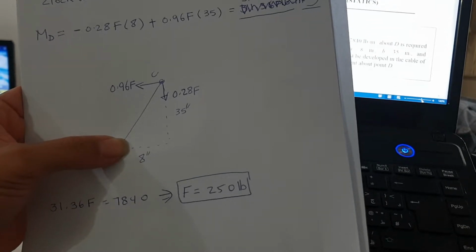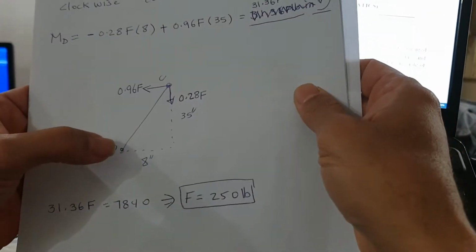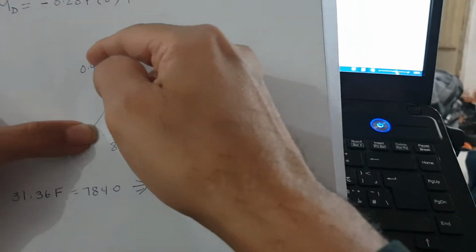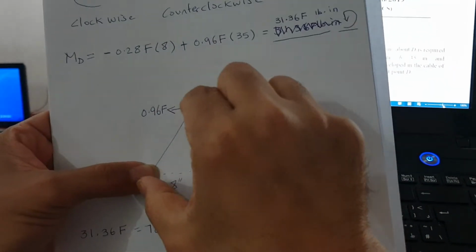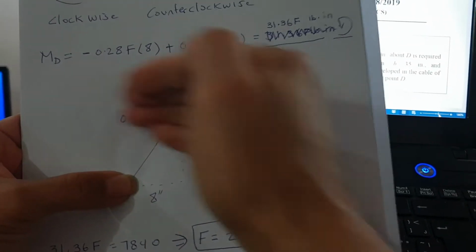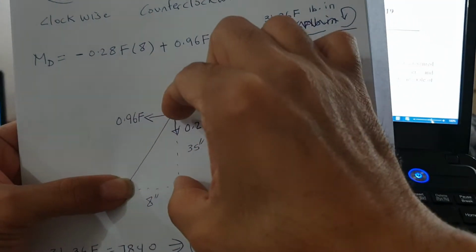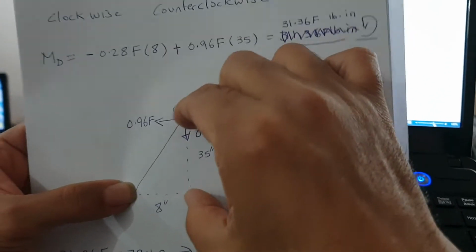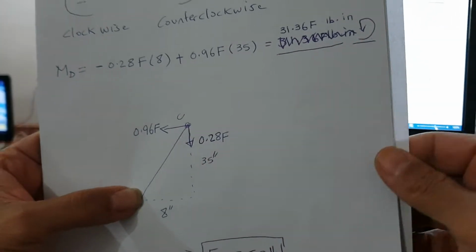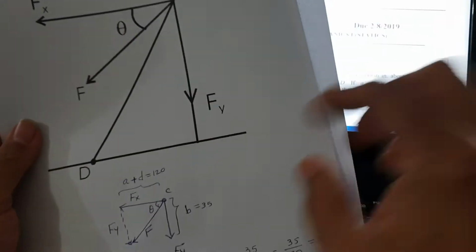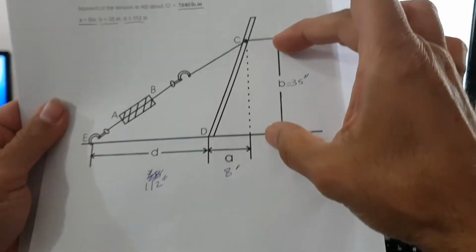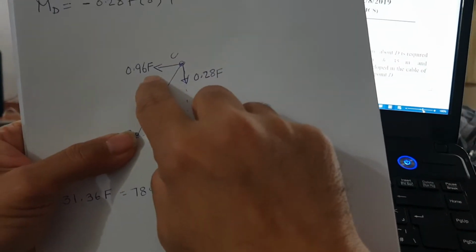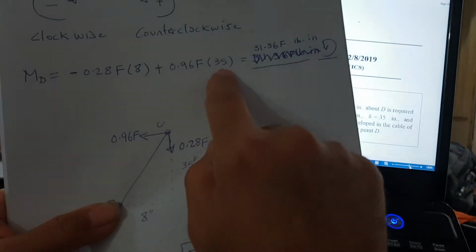So, what we're going to do is, first of all, let's say there is a nail at point D. This will push the whole bar that way, which is going to be counterclockwise. 0.96 F, and this is the perpendicular distance between C and D. The perpendicular, vertical distance is 35 inch. So 0.96 F times 35. That's positive.